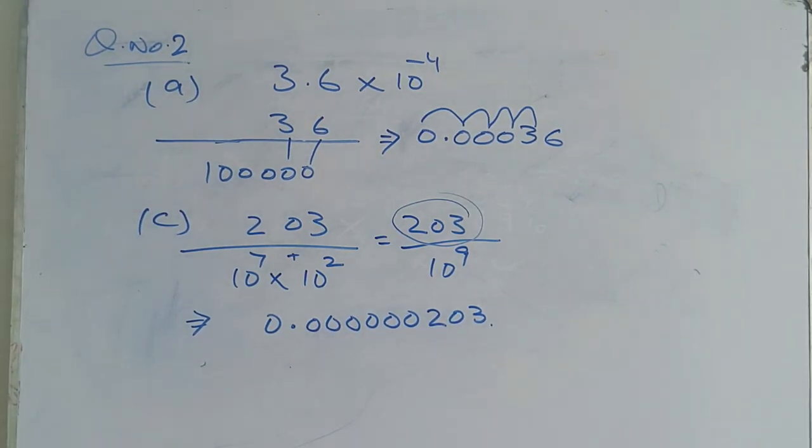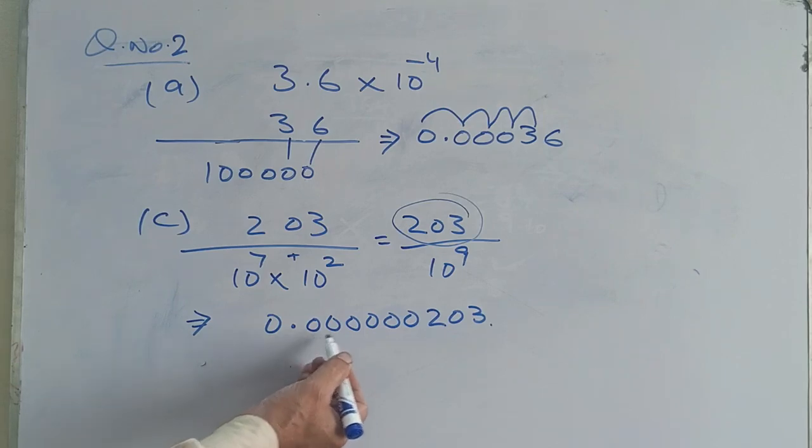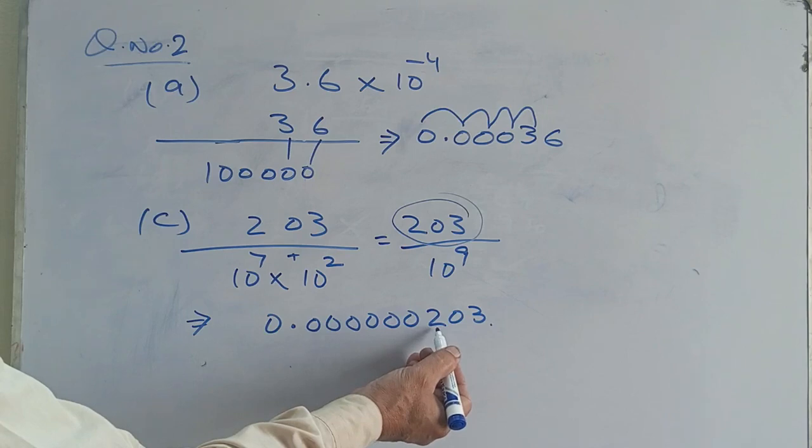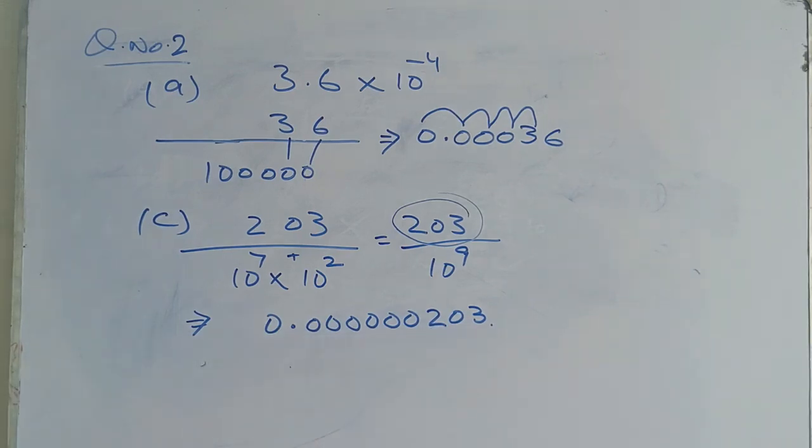Okay, now if you go, you see that 1 2 3 4 5 6 7. What was written? 2.03 raised to power minus 7. So it is satisfied, it is correct.